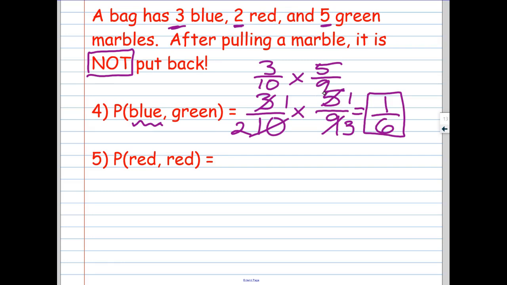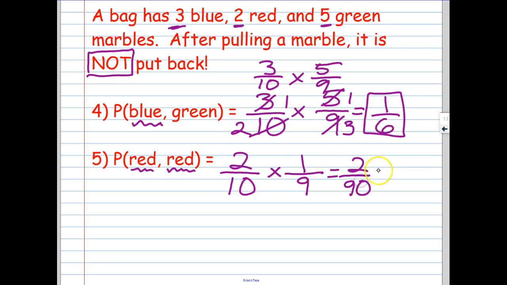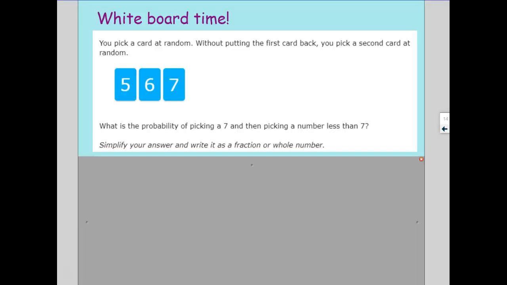Now we're going to put our marbles back in the bag. What's the probability of getting a red, keeping it in our hand, and then reaching in and pulling another red? Well, probability of the first red, there's 2 reds out of 10 total marbles. But now I'm going to keep one of the reds in my hand. So now how many reds are left in the bag? Only 1. And now there's only 9 marbles left. I'm going to get 2 out of 90, which simplifies to 1 out of 45. Only a 1 in 45 chance of pulling a red and then another red if I don't put that first one back.